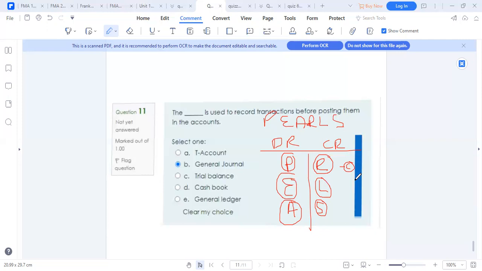Is that true? False. It's true. Yes, it's true. Liability is on the credit side, so the opposite of increasing a liability is to reduce it, and to reduce a liability, you debit.